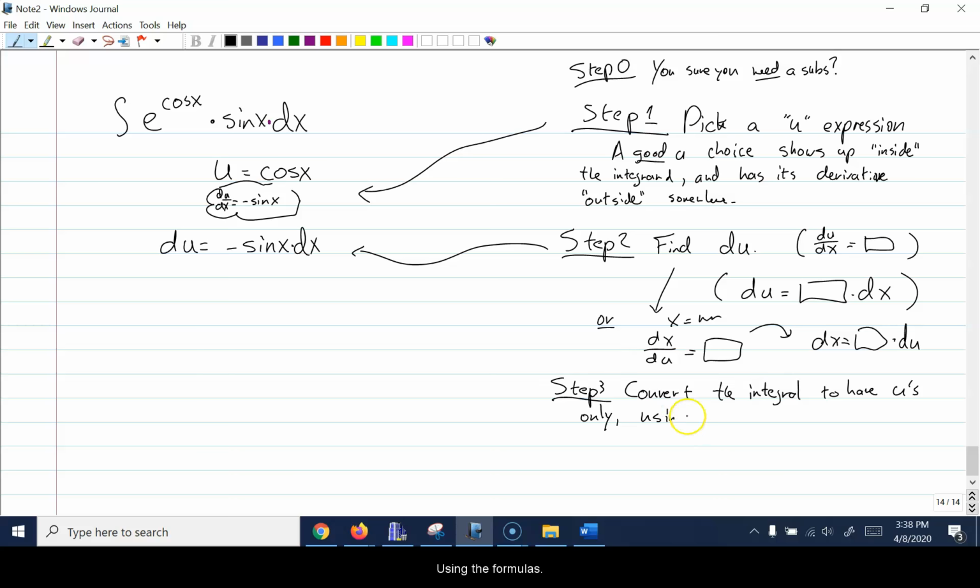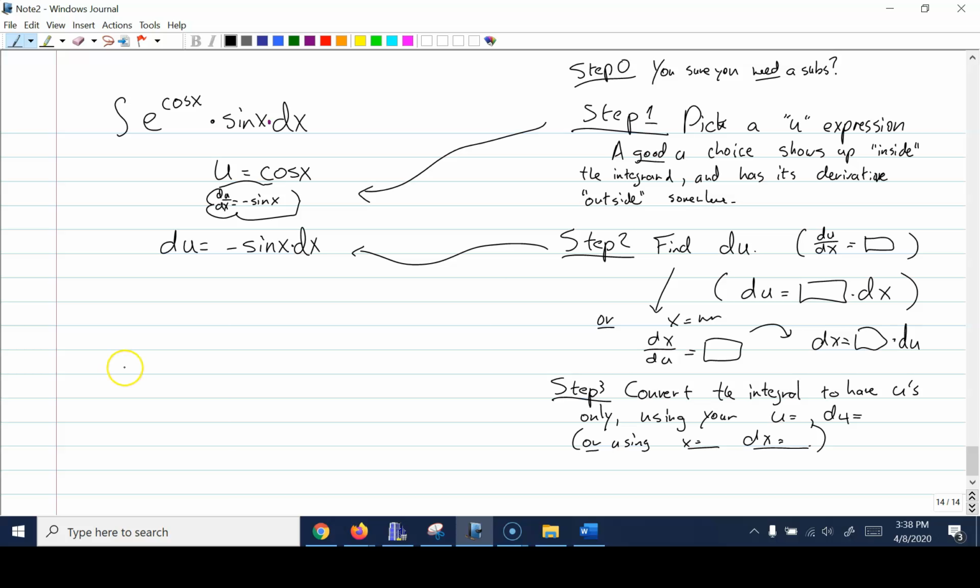Using the formulas that you have before. Your u equals this, du equals that. Or using x equals this, dx equals that. Whichever way you have it written down. Use those until it's only u's going on. There are some teachers... Oh, let's try this out.